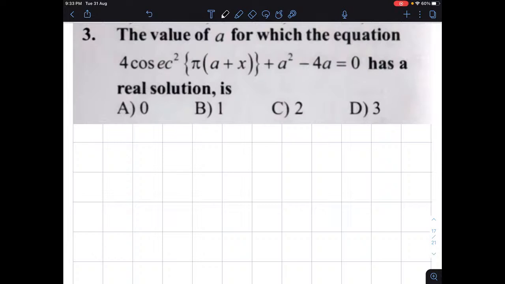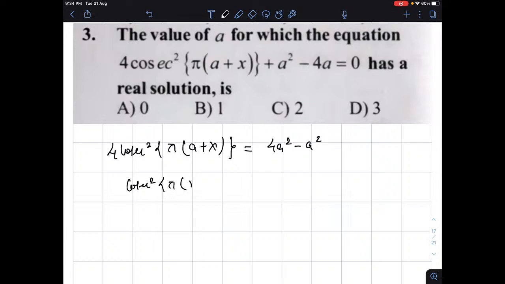Guys, what is the value of a for which the equation 4 cosec square of (π multiplied by (a plus x)) is equal to 4a minus a square has a real solution, they are asking. So we are going to talk about the value of cosec square. Cosec square of π(a plus x) will be becoming a minus a square by 4.